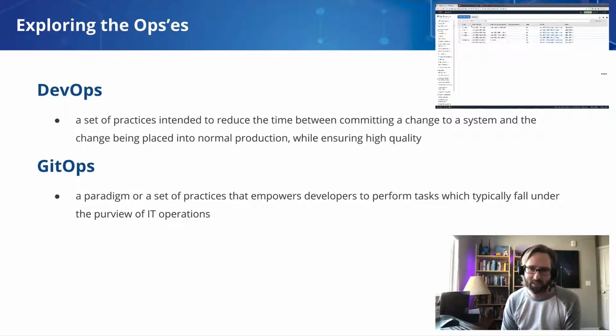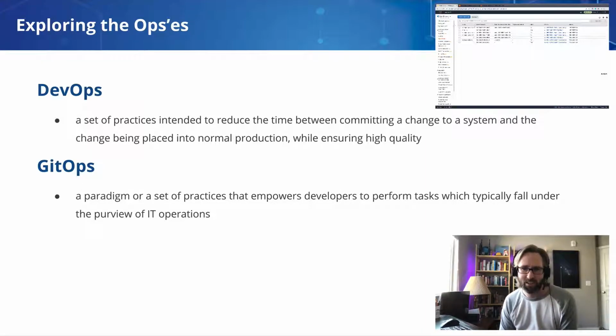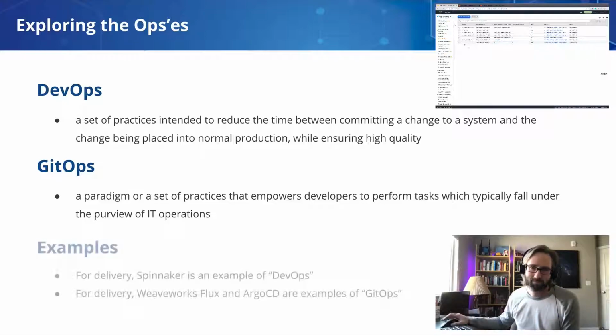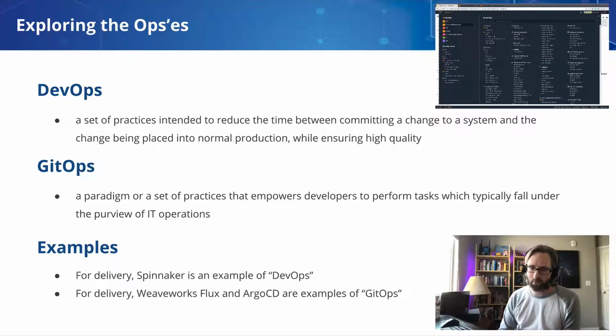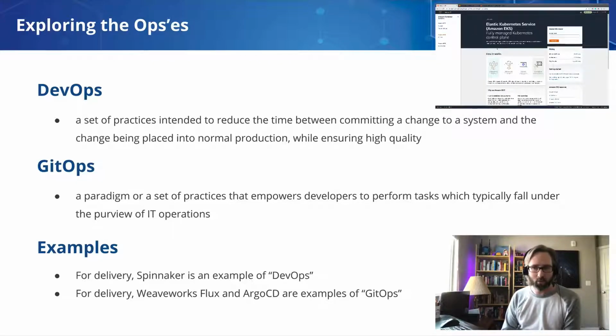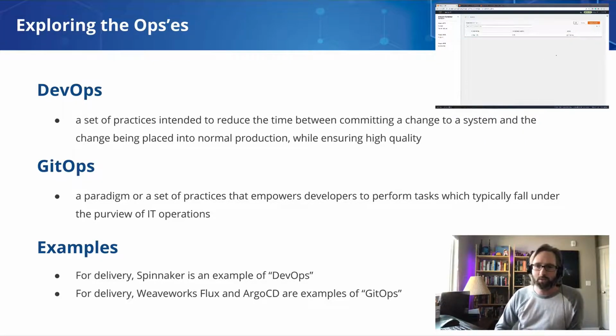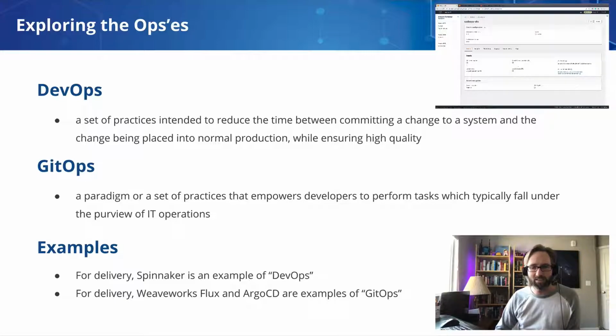There's going to be a test on this later. Super simple. Makes all the sense in the world, right? But let's take a look at a few examples before we go deeper. First of all, I would say for the case of delivery, Spinnaker is considered an example of traditional DevOps. However, also for delivery, Weaveworks Flux and Argo CD are examples of what are being defined as GitOps.